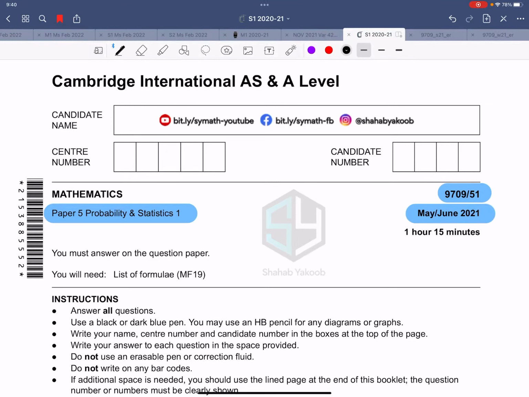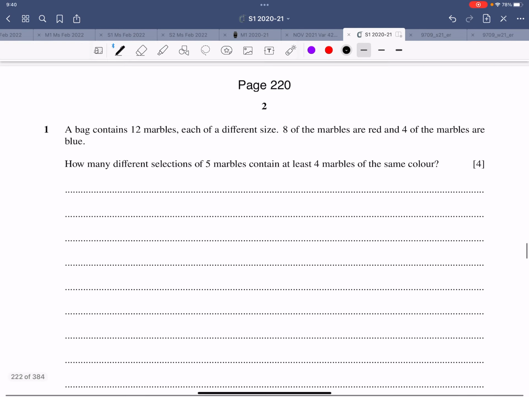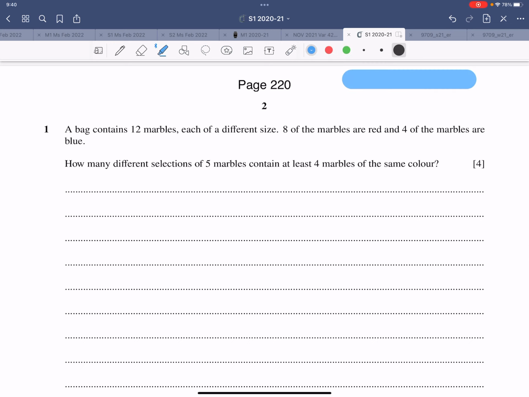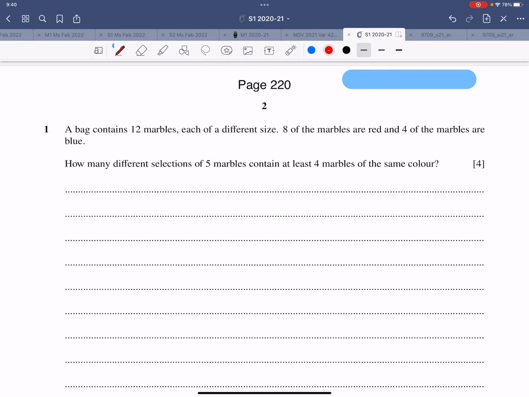Paper 5, S1, and this is the first variant that we are trying out. Let's look at the first question. The first question is, a bag contains 12 marbles, each of a different size. 8 marbles are red and 4 of the marbles are blue.